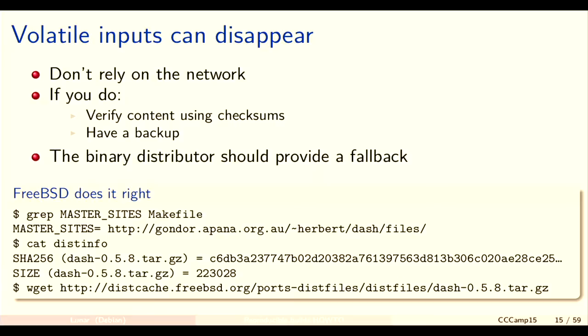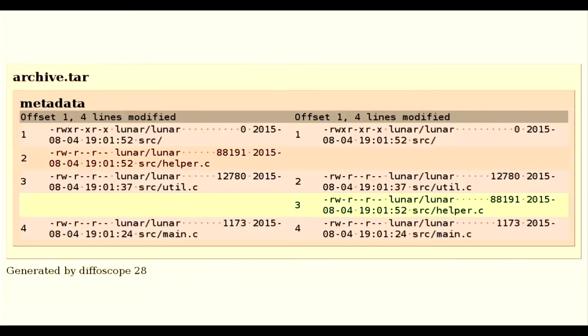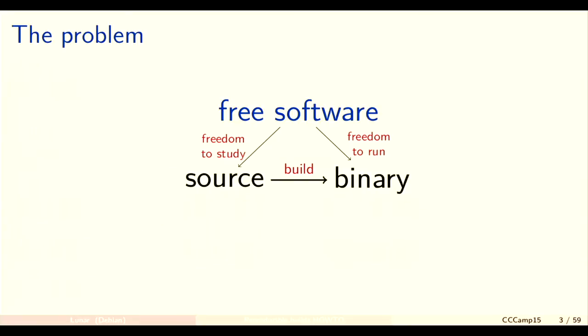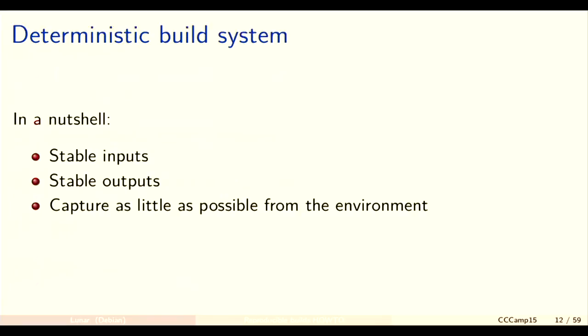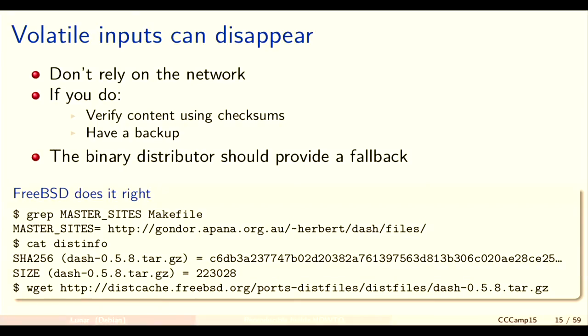A good example of how it could be done right is how the FreeBSD ports work. They record a master site, and then they have another file with the size and the cryptographic checksums of the source. And then they also provide mirrors for this file, and so even if the master site is down, you can still download the source from the mirrors.